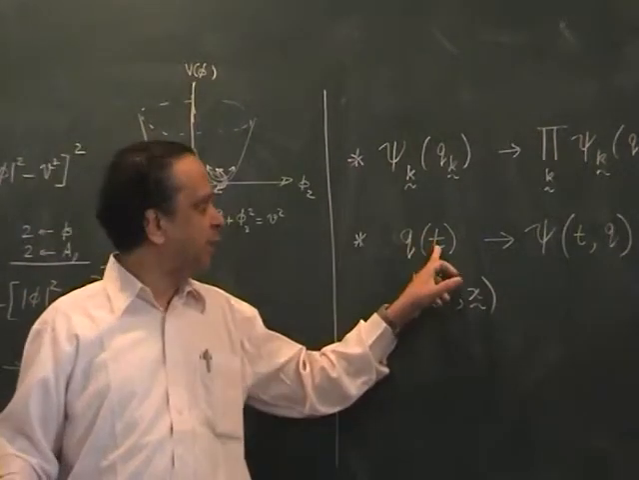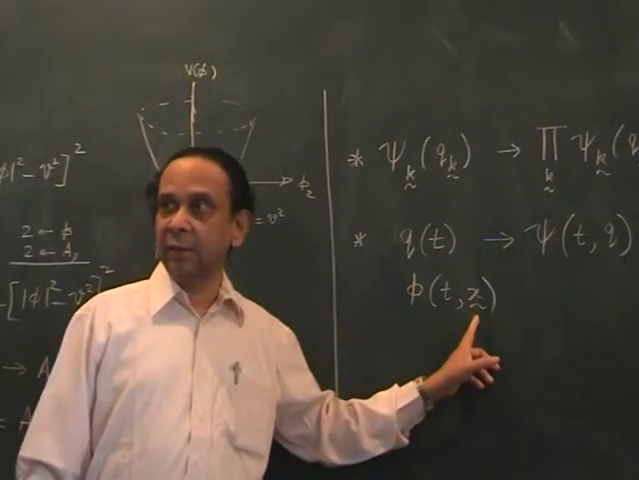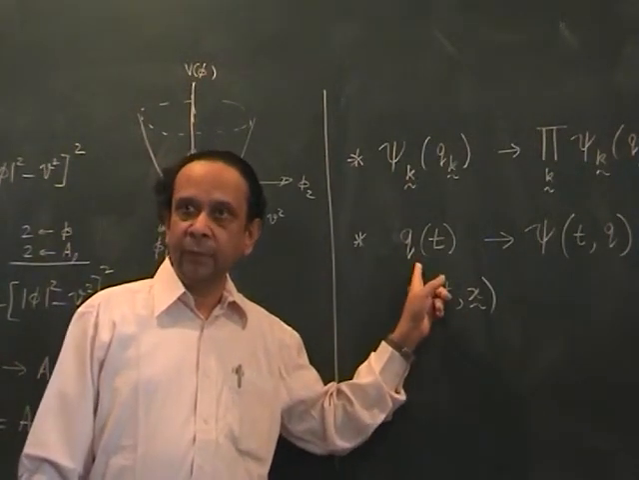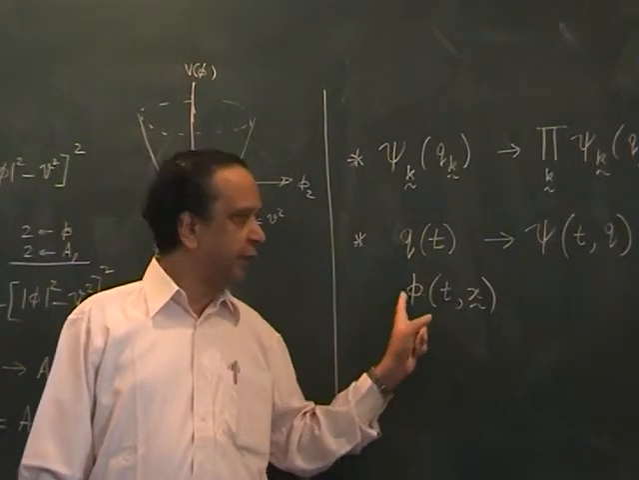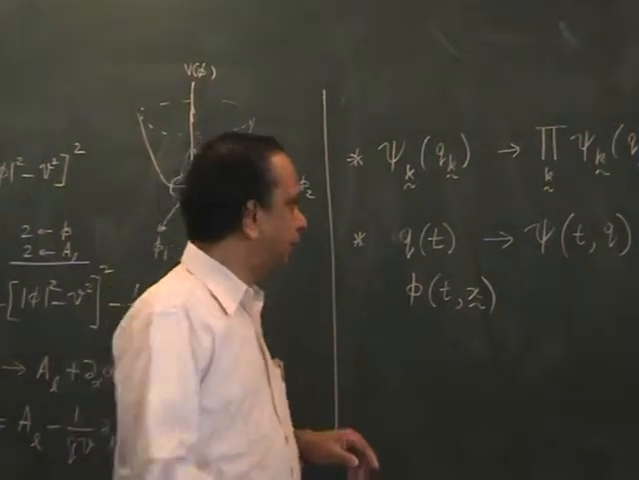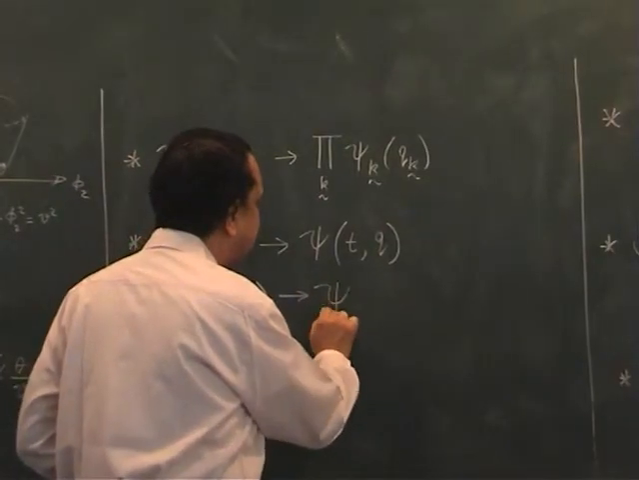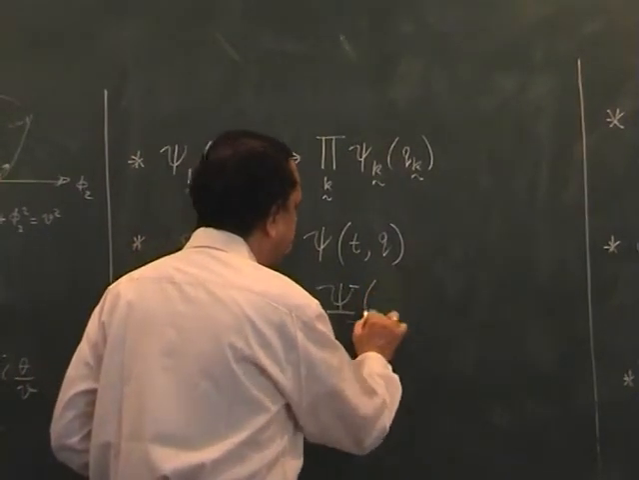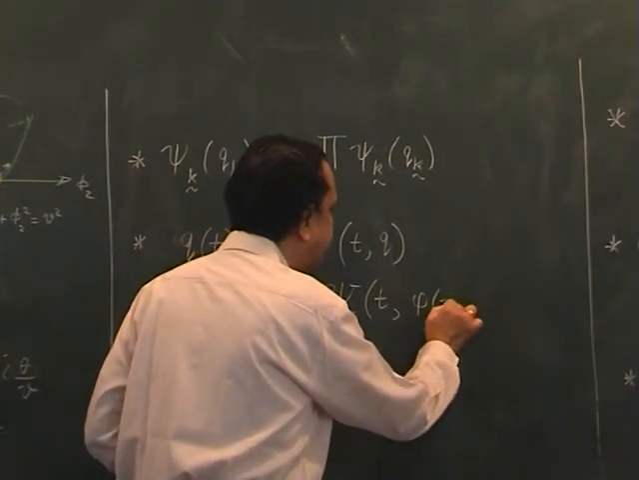Just as at a given time t, you give a position. But now you are going to give me a function rather than a number. In this particular case, you just gave me a number at every time t. Here you will give me a function at every time t. Therefore, the quantum field theoretic description will be like this. Make it a capital psi t comma phi of x.